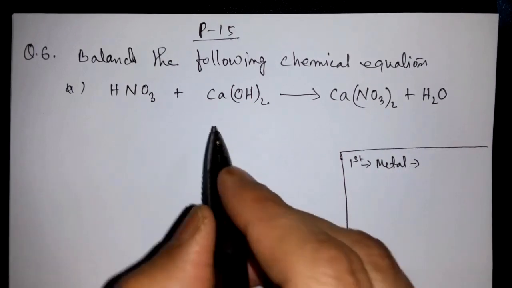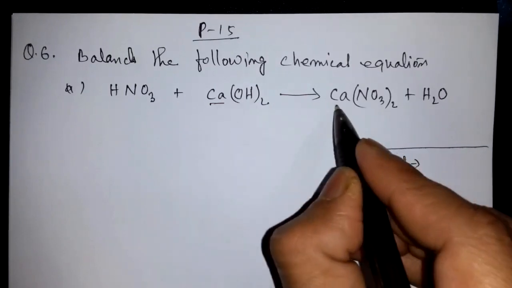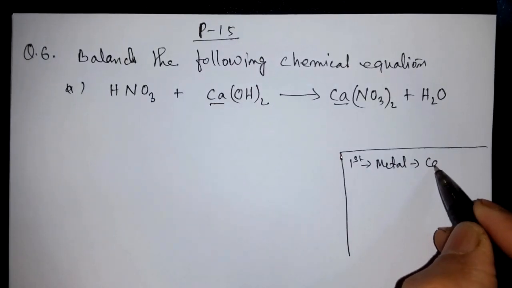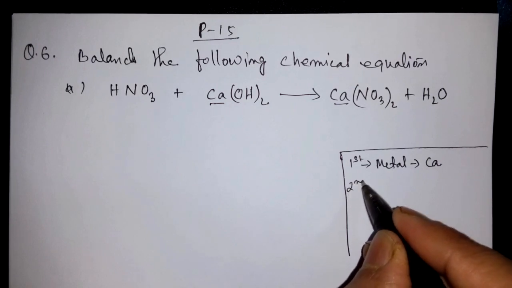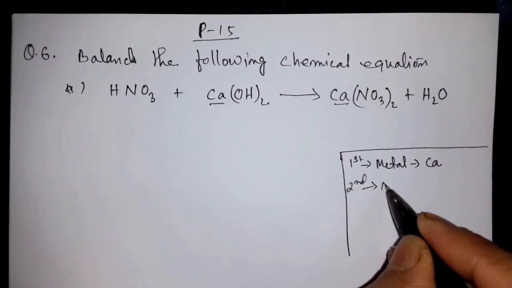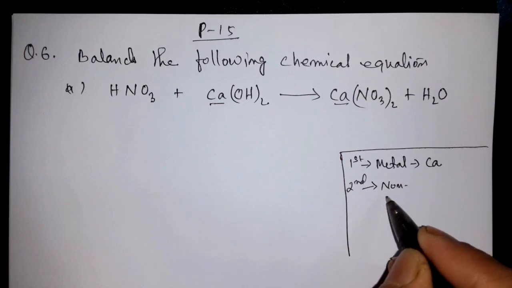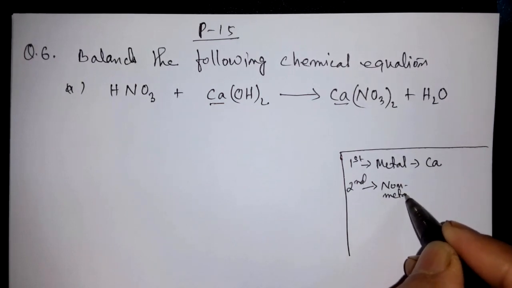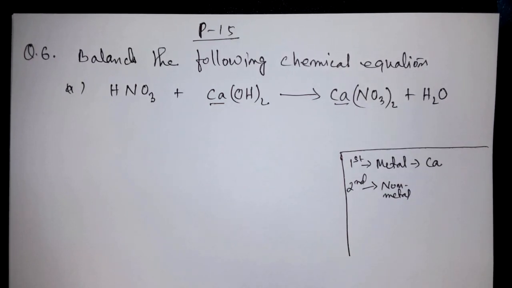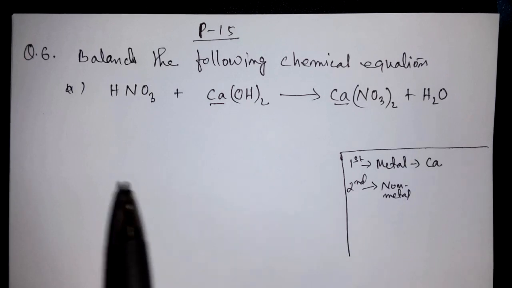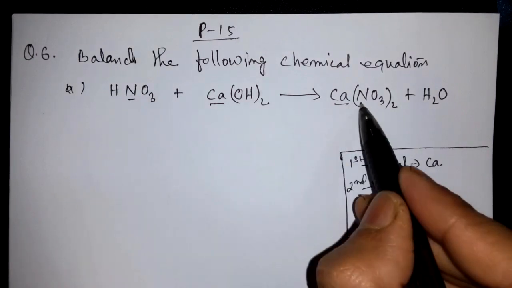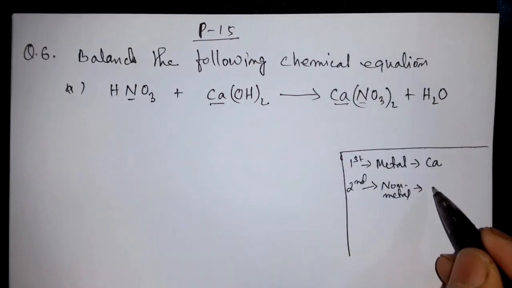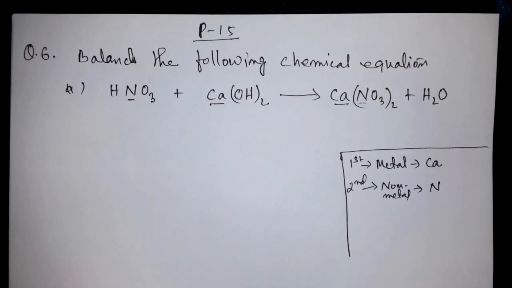So the metal is here, this one, calcium. So first we have to balance calcium. And after finishing calcium, then we have to see if we have any non-metal or not. Now non-metal means other than O, N, H. So other than O, N, H, non-metal, if you check, then you have nitrogen. So second, you have to balance nitrogen.